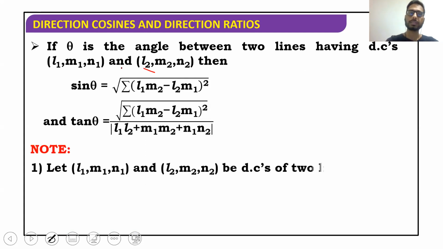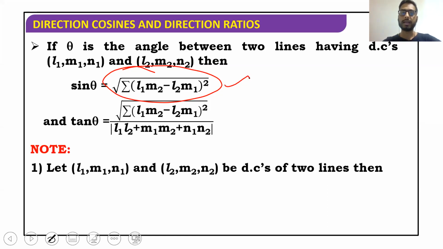Similarly, formula for sine of theta is under root of the whole square of L1 M2 minus L2 M1, and so on. So if this is your sine, and we have already found cos is your L1 L2 plus M1 M2 plus N1 N2, then tan is nothing but sine upon cos.